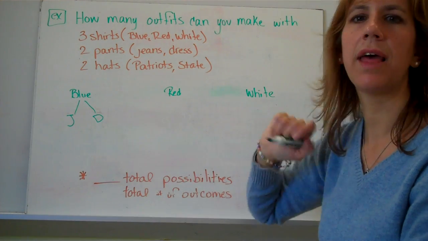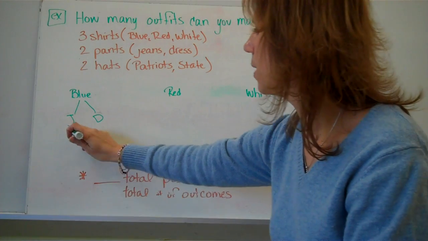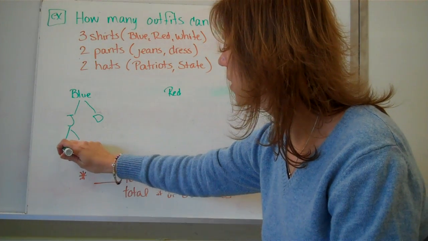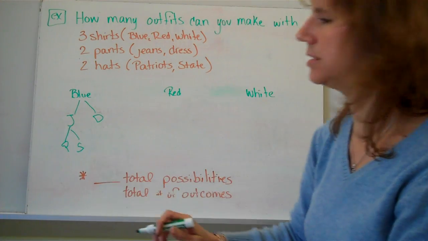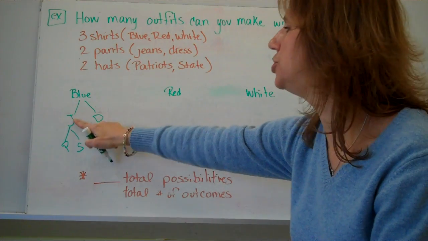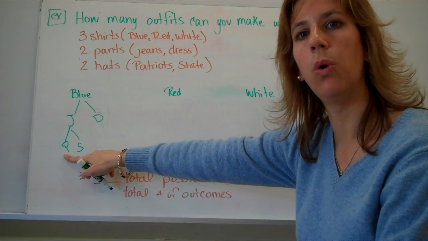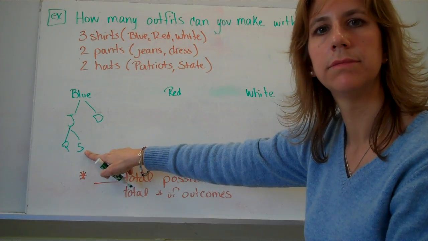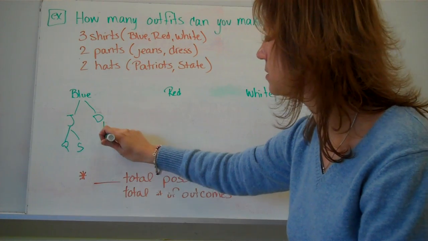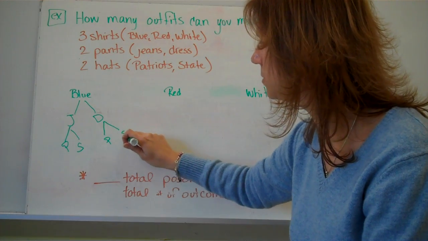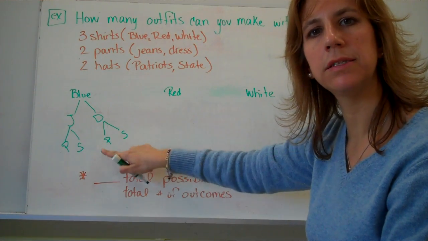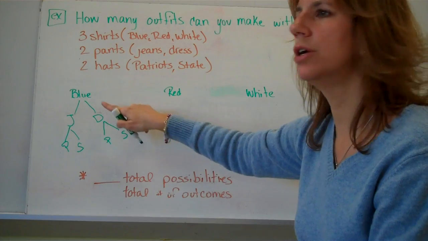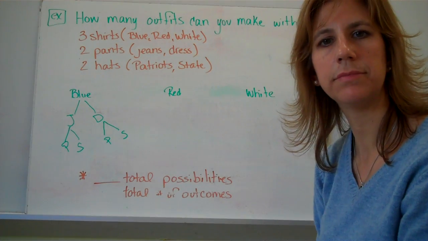All right, now we have to do hats. Notice there are 2 hats, so I'm going to draw 2 lines. P for Patriots, S for State. So blue shirt, jeans, and a Patriots hat, or blue shirt, jeans, and a State hat. You could do the same thing with dress pants. There are 2 hats, so I'm going to draw 2 lines. Blue shirt with dress pants and a Patriots hat, or blue shirt, dress pants, and a State hat.